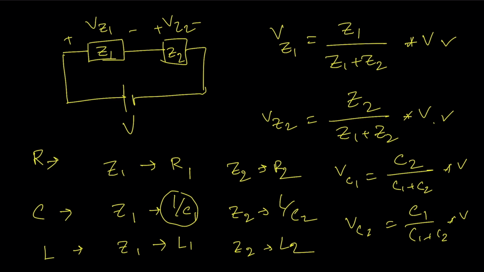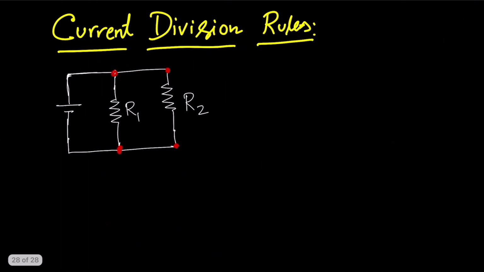Now go to the current division rule. Here you can see two resistance connected in parallel. Why? In parallel, voltage across these two resistance will be the same. What is the value of that one? Is V, right? But current will be different. Here will be I, here will be I1, here will be I2. And now we need to calculate the value of I1 and I2. And then we will make this as a formula, right?